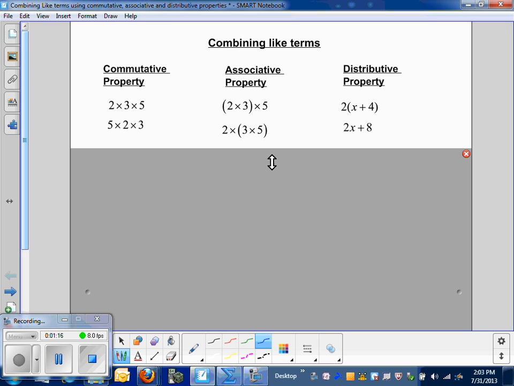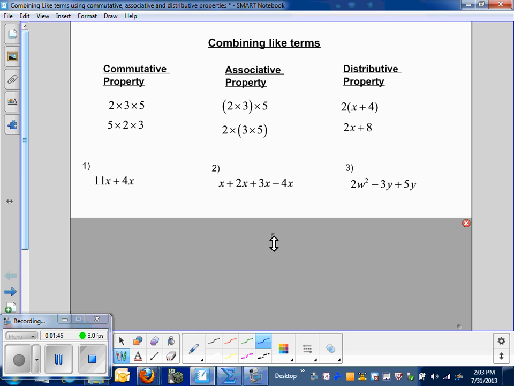The distributive property is when we take a number and multiply it by an algebraic expression. In this case, we have 2 times the quantity x plus 4. Using the distributive property, I multiply each term inside the parentheses by the outside term. So 2 times x is 2x, and 2 times 4 is 8.